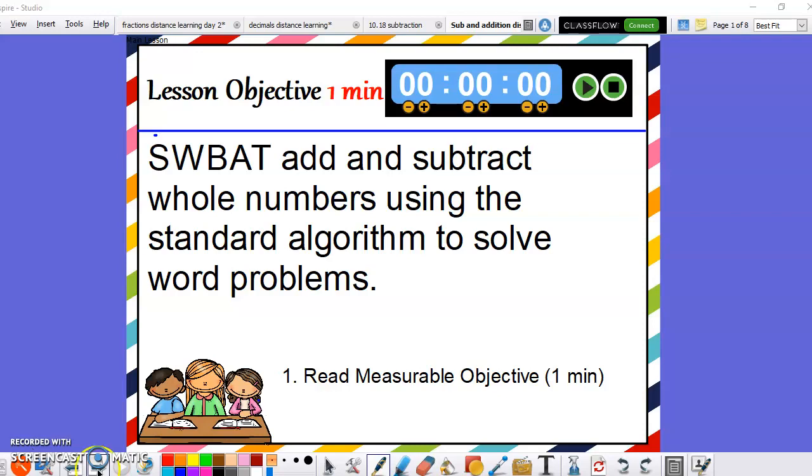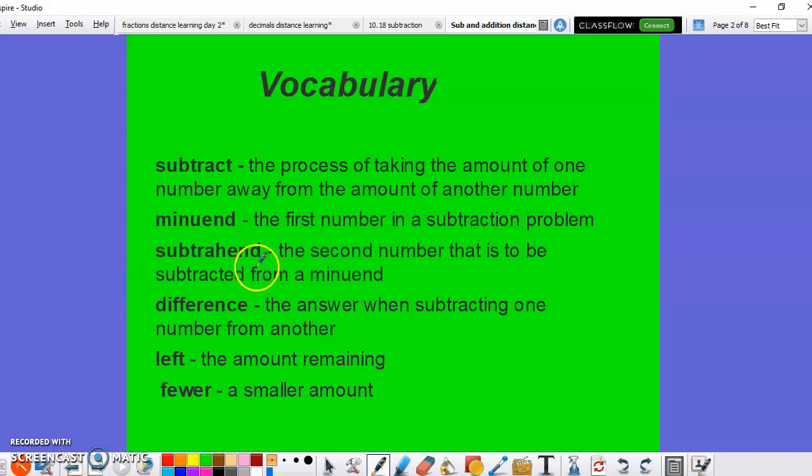So before we get started, I just want to go back over some vocabulary that we have with subtraction specifically. Subtract: the process of taking the amount of one number away from the amount of another number. The minuend is the first number in a subtraction problem. So if you're using the standard algorithm where you stack them on top of each other, your larger number is on top. That is called the minuend. And then the second number, which is the smaller number, goes on the bottom. That is the subtrahend. Difference is the answer when subtracting one number from another.